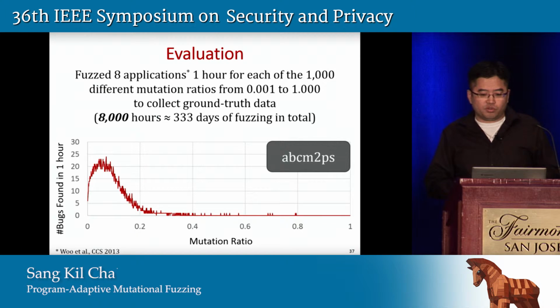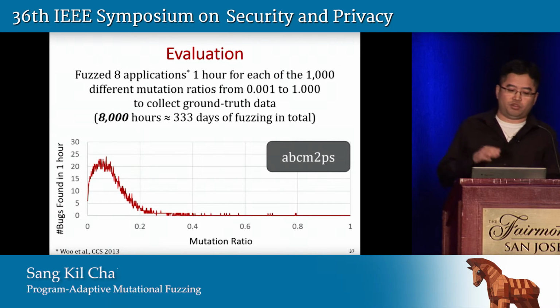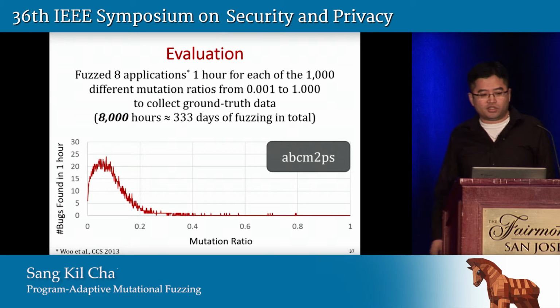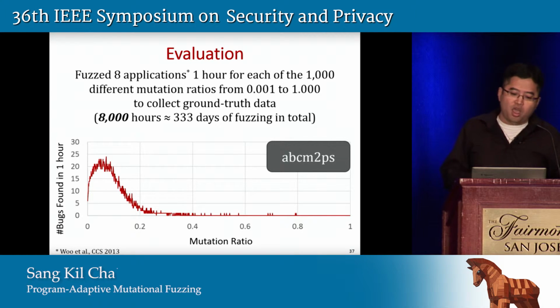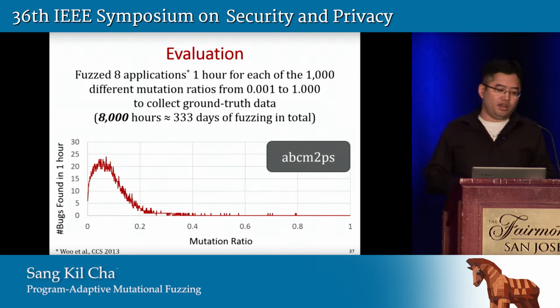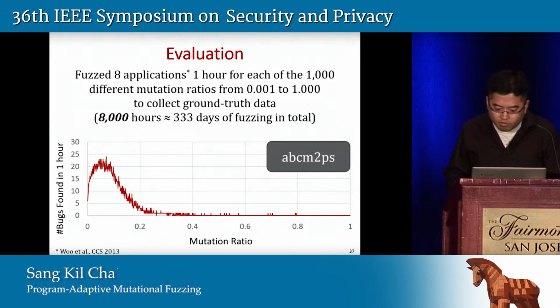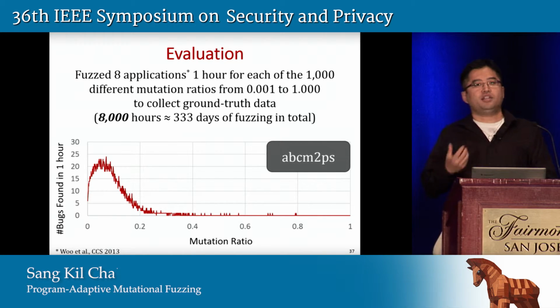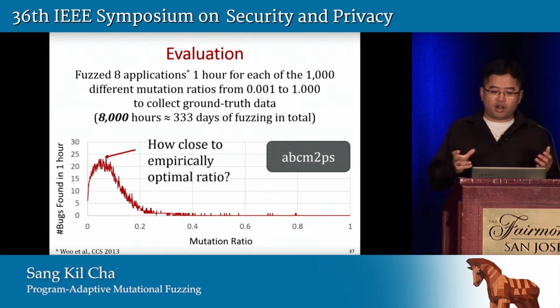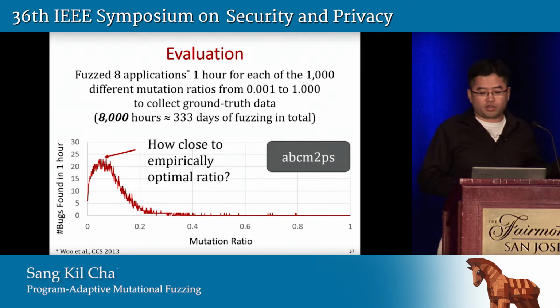The collected ground truth for the program ABCM2PS looks as follows. The x-axis here is 1,000 different mutation ratios, and the y-axis here is the number of bugs found for each different mutation ratio. And you can see that there is a clear trend for fuzzing efficiency depending on the value of mutation ratio. So the first question that we want to answer is how close are mutation ratios obtained from SymFuzz compared to empirically optimal mutation ratios?